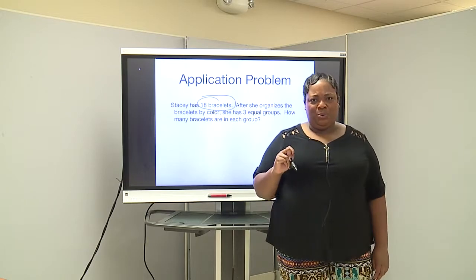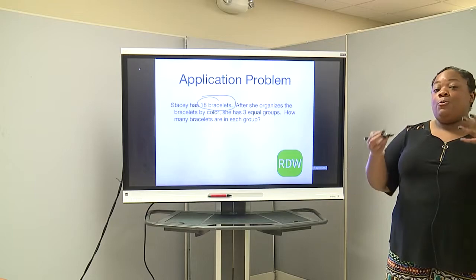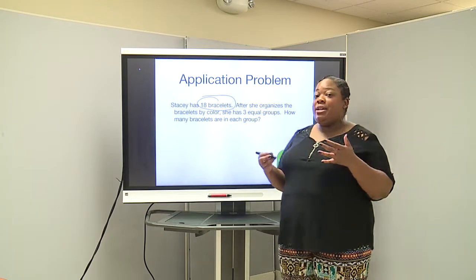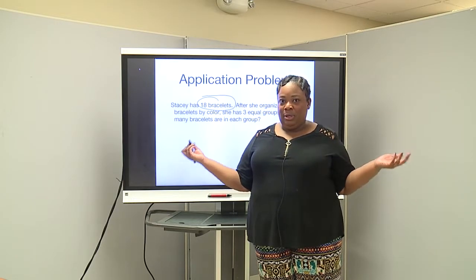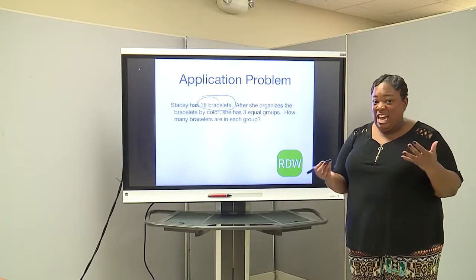And what did we do? What did Stacy do? She organized them, and when we organize something, all that means is we put it into groups. She put them in groups by what? The color. And it said when she did that, she ended up with how many equal groups?